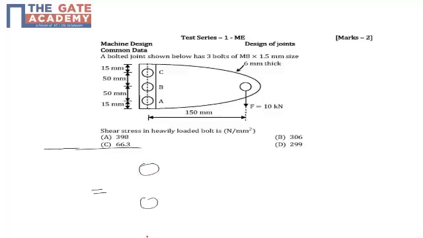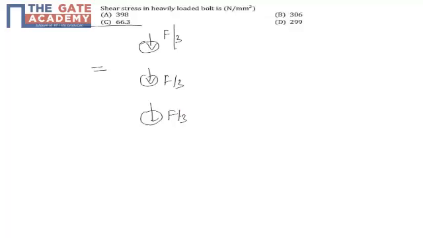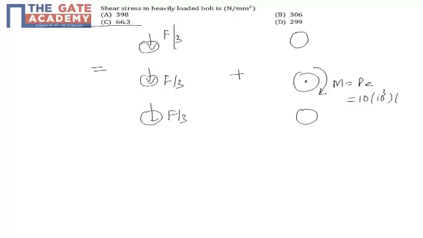One is your primary load, which is basically F by 3, plus your secondary load, which is caused due to the moment. Now the moment here is exactly at the center of the bolts, which is M equals P into E, 10 into 10 kilonewton, so 10 into eccentricity, which is 150 mm. So let it be PE.